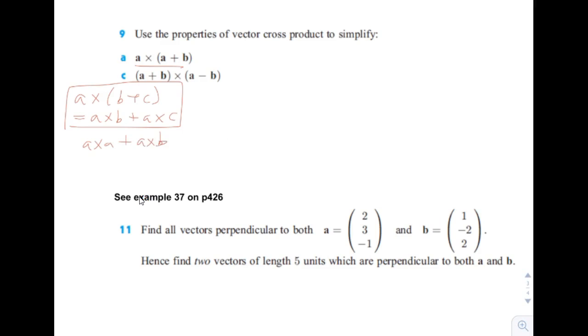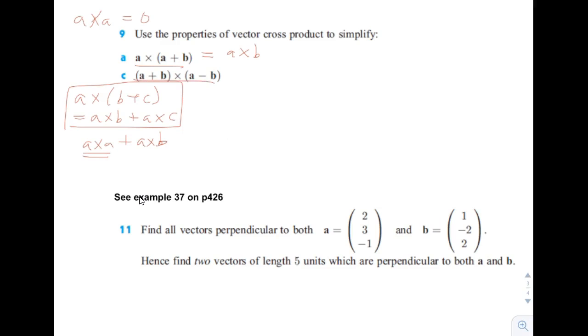And you'd say, oh, wait a second. A cross A, we have another property. When you have A cross A, that is equal to 0, okay? And so basically that's 0 plus A cross B. So basically this one simplifies to A cross B by itself, right? Okay. Now let's do C.